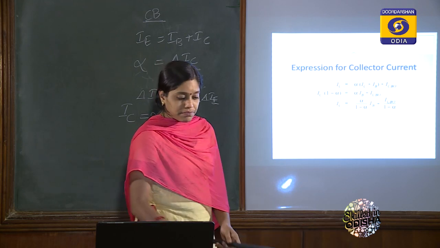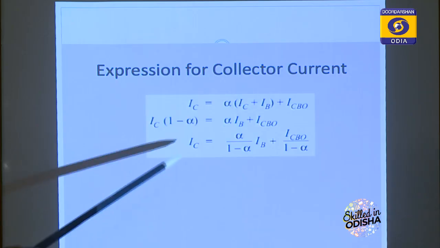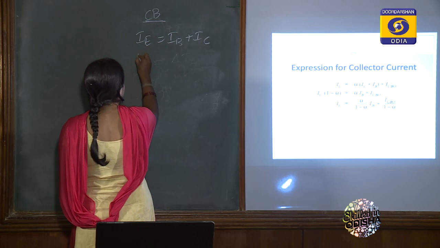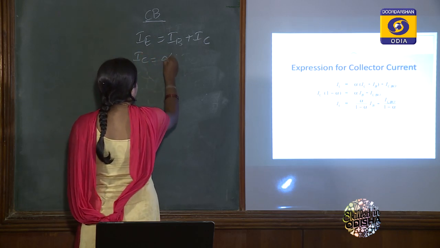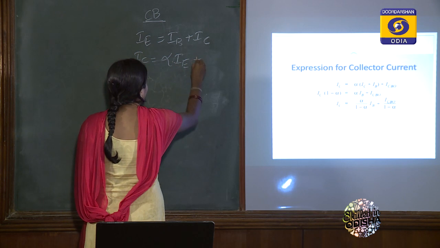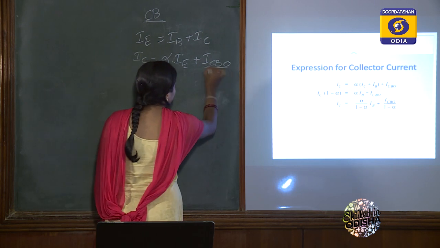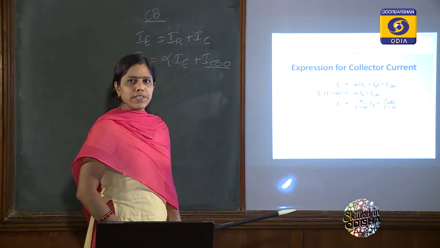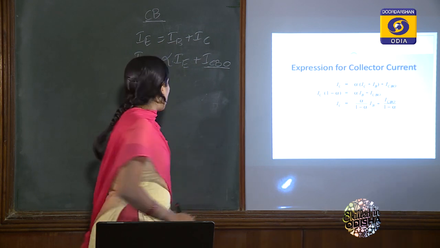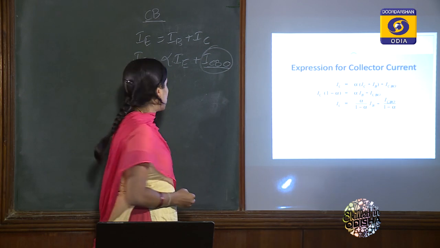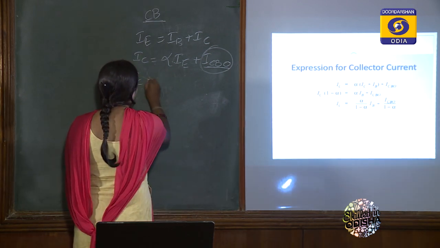So for common base configuration, IC is equal to alpha IE plus ICBO. This ICBO means common base with open emitter side, or this is the reverse saturation current for common base configuration.